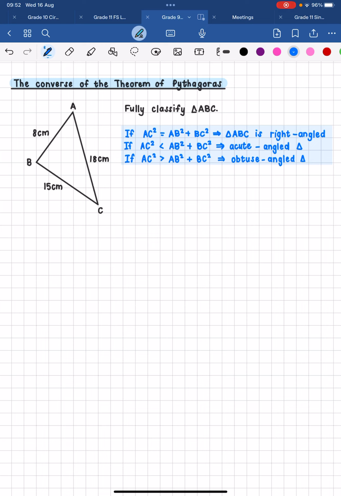Alright, now because they've only given us sides, we're going to have to use converse Pythag to figure out, is it acute angled, obtuse angled, or right angled? Okay, so what you're going to do, guys, the first step is you are going to identify the longest side, which is 18 centimeters. The reason for that is because if this is a right angle triangle, that one would be the hypotenuse, right?